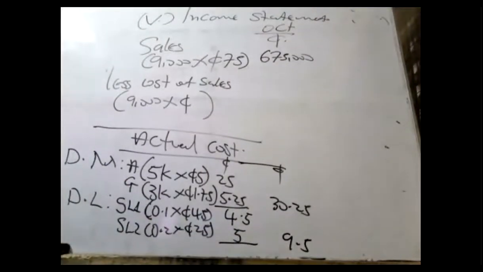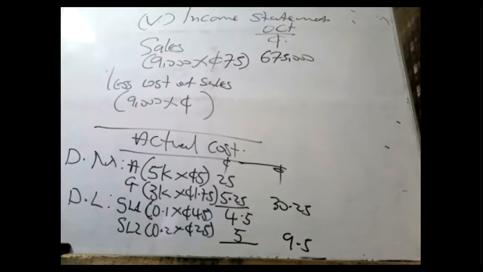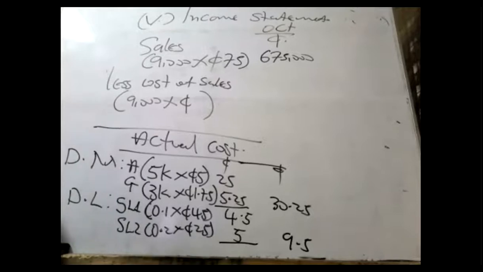Okay, continuation. Where should I continue? I love the variable cost. We are looking for the actual manufacturing cost. So let me take the factory overhead, the variable and then the fixed.